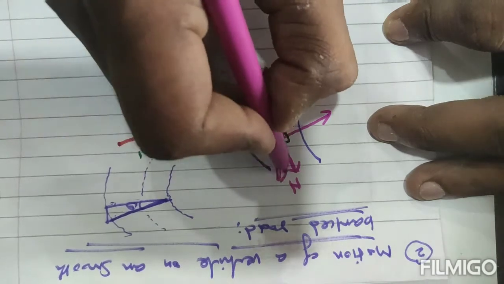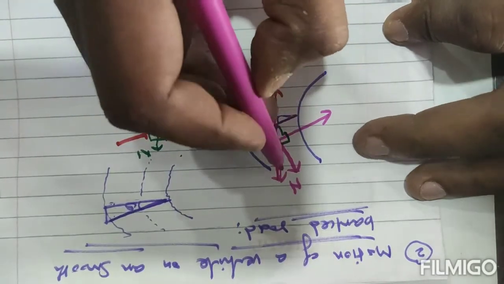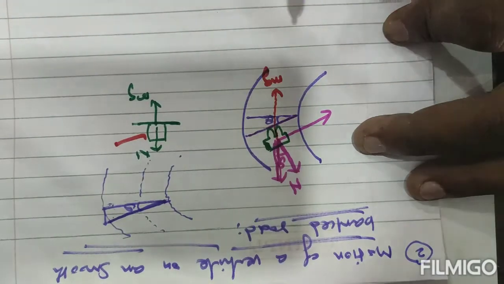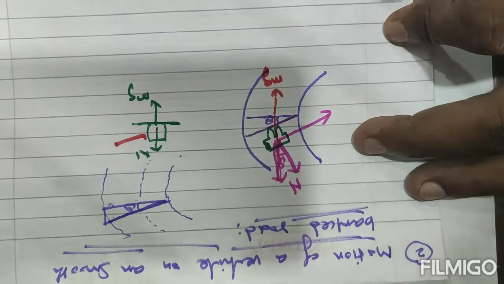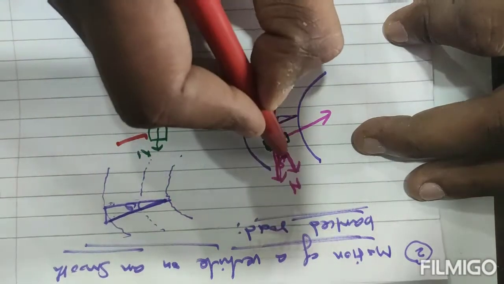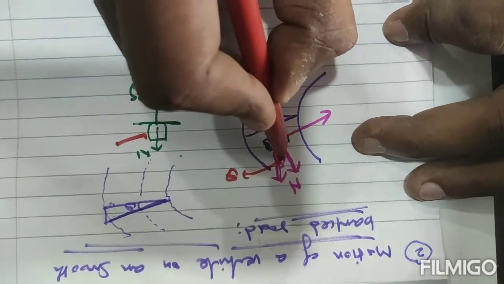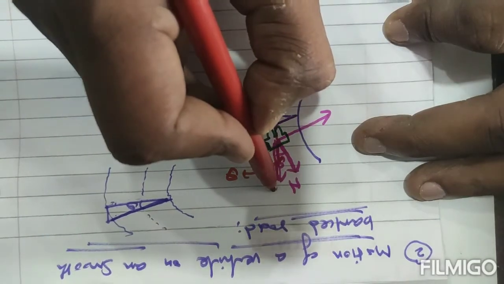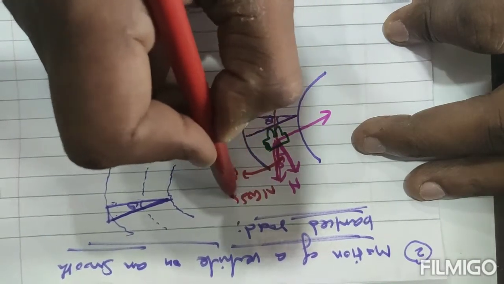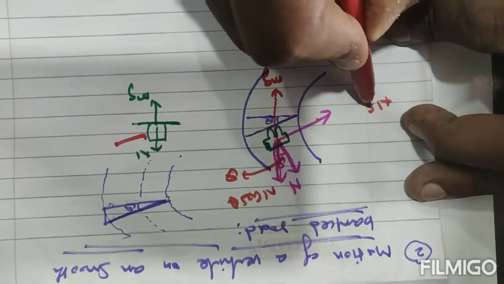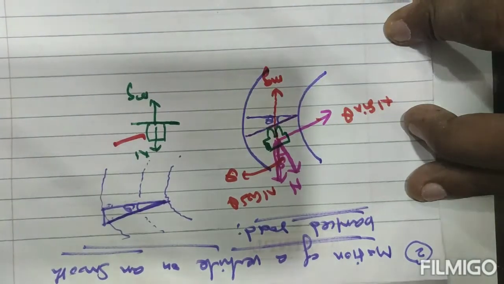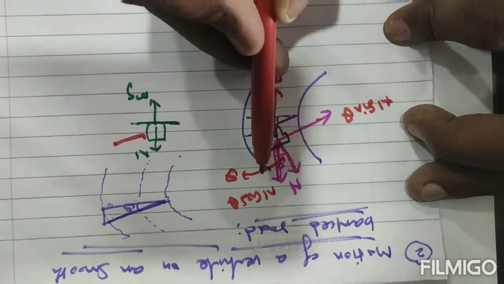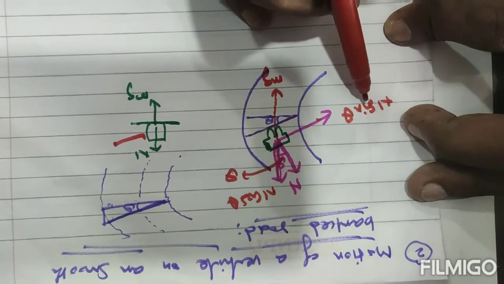Okay, so here one component is making an angle theta, and here also an angle theta. So please listen, here angle theta is there. So this is n cos theta, and this one is n sin theta. So this is the resultant normal, this is n, this is n cos theta, this is n sin theta.